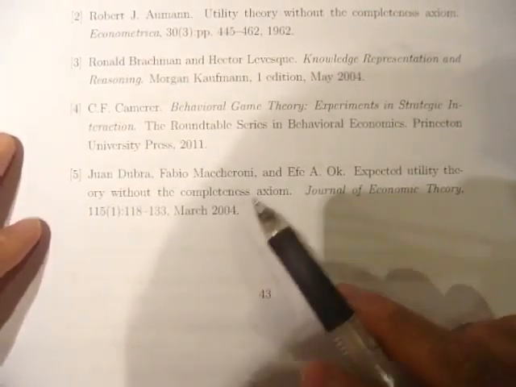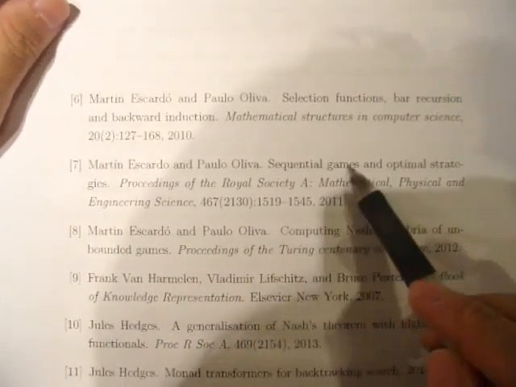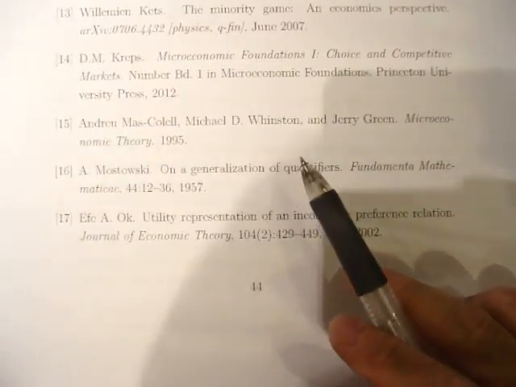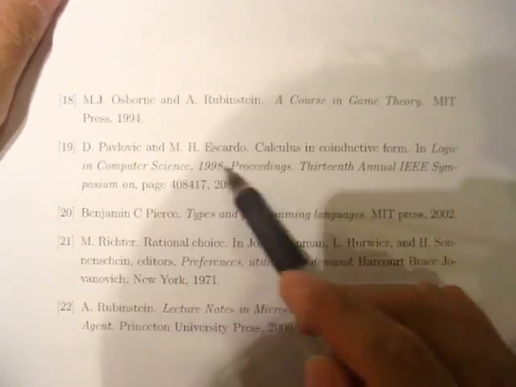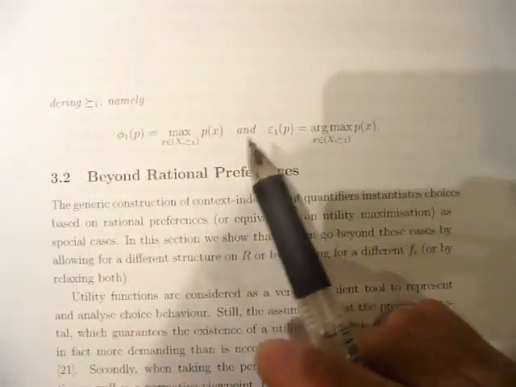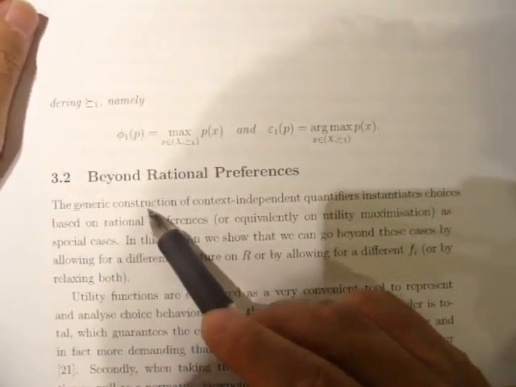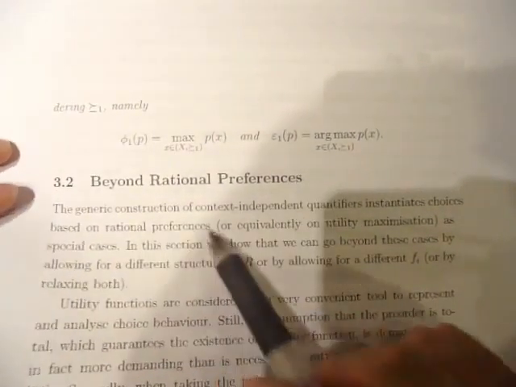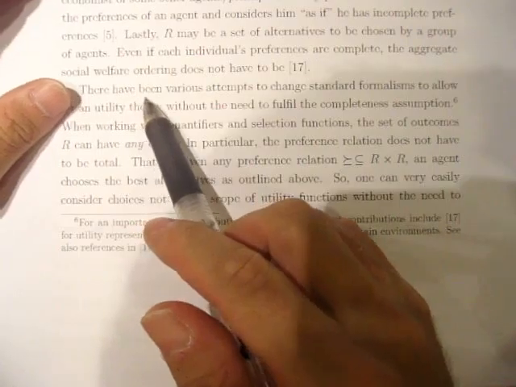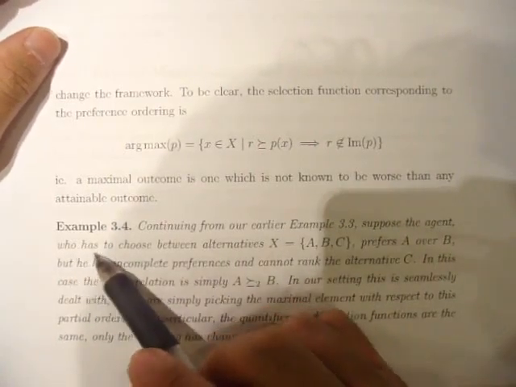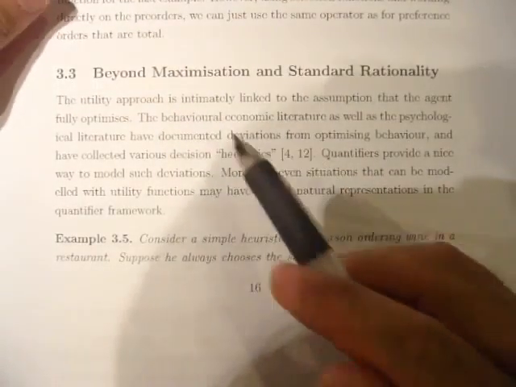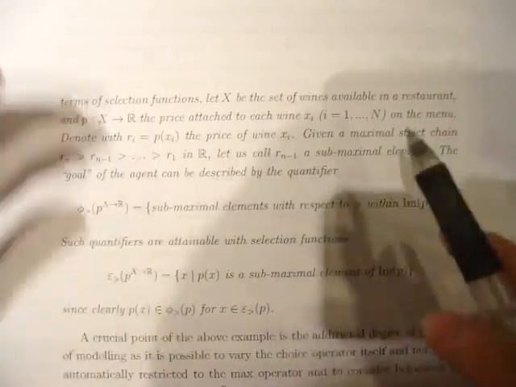Fairness expression out of the wizard's computer action. When for a sentient game of business from proceeding royal. General purpose of functional name. Improve calculation condition for logic science. Beyond the rational performance, generic construction context independent quality is a choice based on rational performance. There have been various attempts to change standard formation rule. Content form the user example agent has a between alternative. Beyond the maximization standard or relational. Such quantity attention of sexual function.